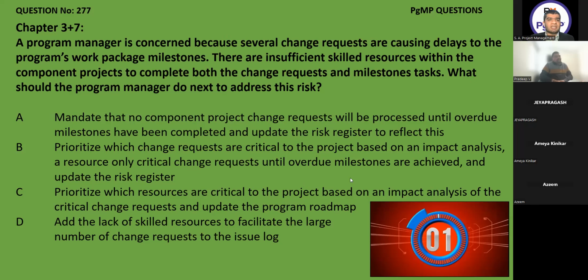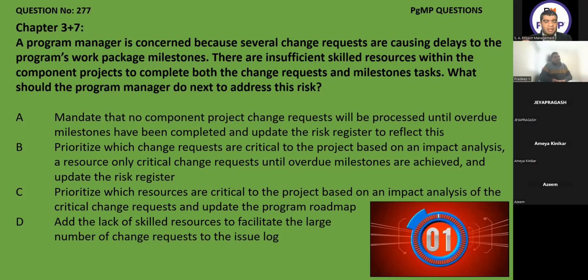This is an identified risk. That is the keyword I gave you at the last. What to do to address this risk? So only because of the last line, last word of the option C is eliminated, because roadmap has no impact on the risk. Whatever happens with the risk, threat, and opportunity, it will not be reflected in the roadmap. Add the lack of skilled resources to facilitate the large number of change requests into the issue log. Issue log is not applicable here because issue is something which will already occur. We're talking about the risk.